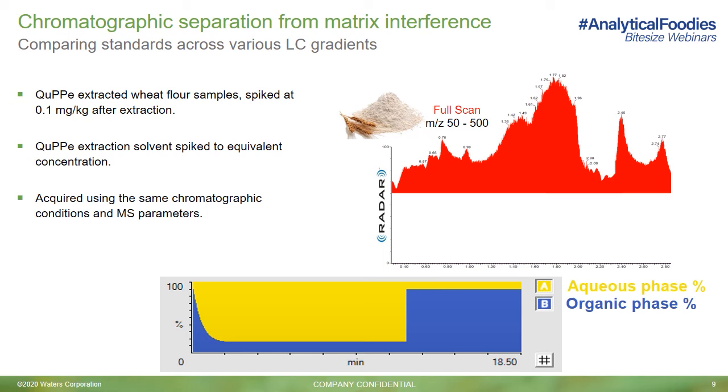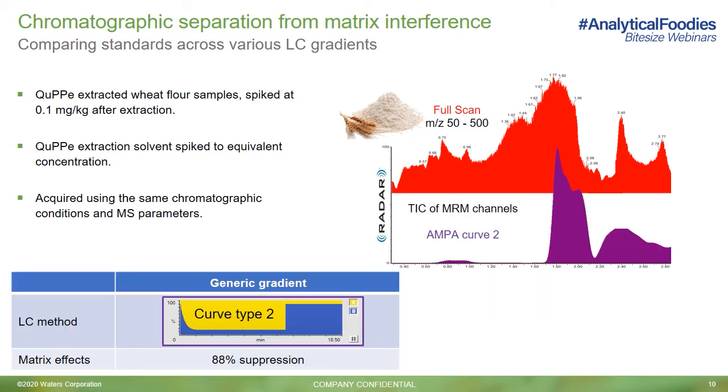The red trace on screen shows the high matrix background of wheat flour, acquired from full-scan data acquisition of ions between 50 and 500 Dalton, eluting in the first 3 minutes of the LC gradient. By overlaying the simultaneously acquired time-windowed MRM for AMPA, it shows the impact matrix interference is having on AMPA's peak shape and reliable detection. Quantifying this, we calculate that AMPA is being suppressed by nearly 90%.